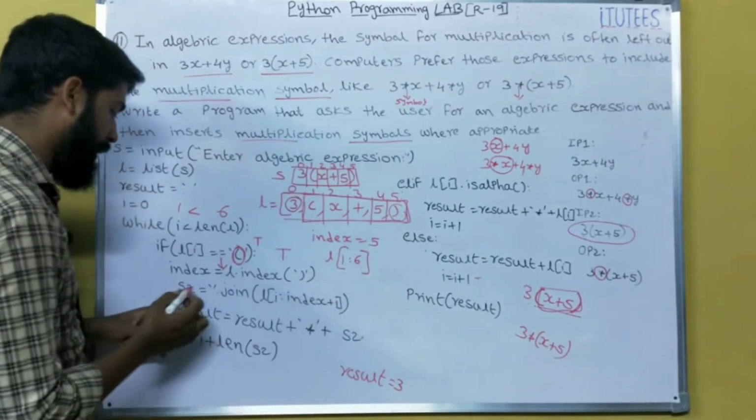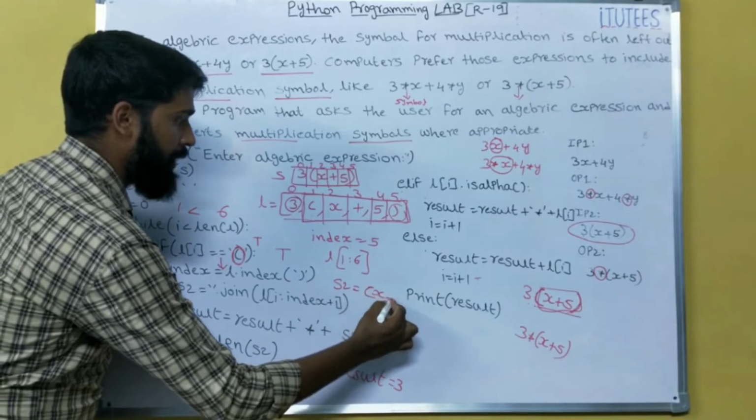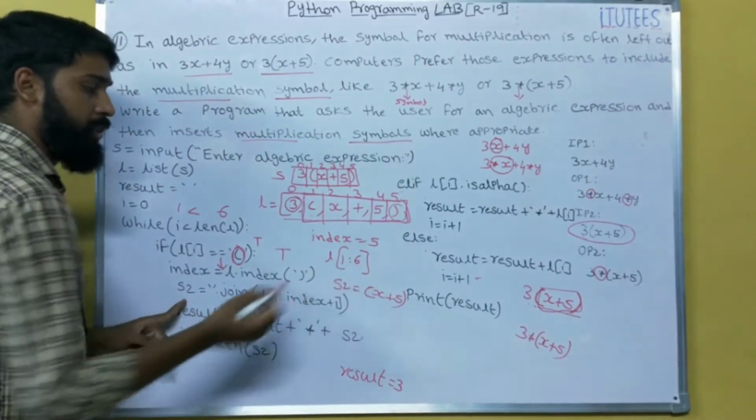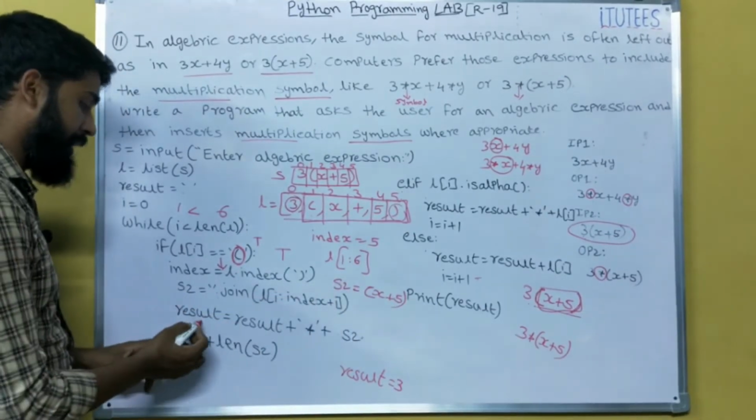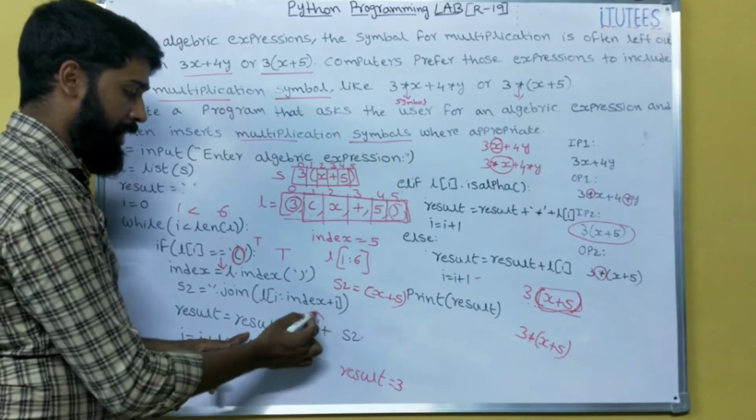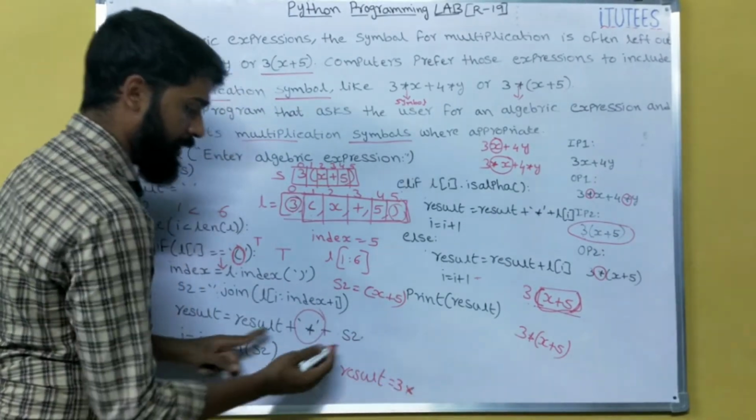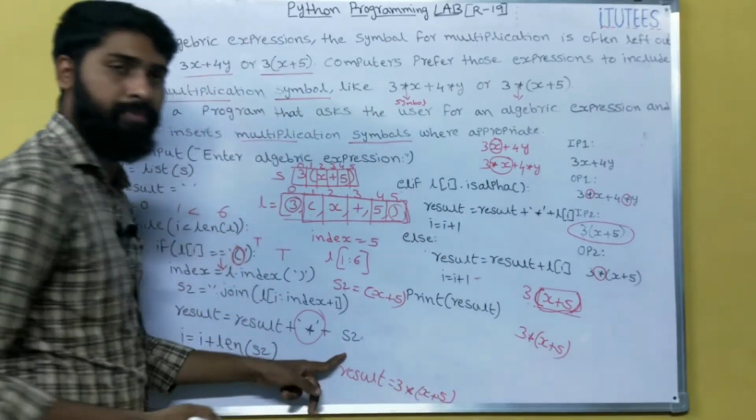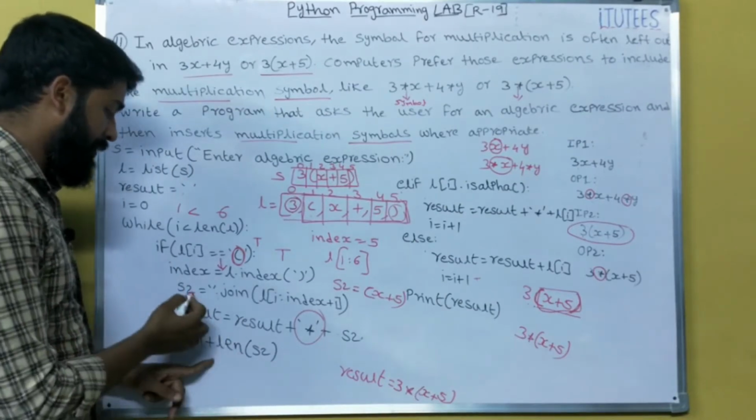You are going to append to S2. That means S2 equals to bracket x plus 5 bracket. So by using the join, you can treat this as a string. And result equals to result plus asterisk. What is the result? 3. 3 asterisk S2. What is the S2? X plus 5. And increment the I by length of S2.